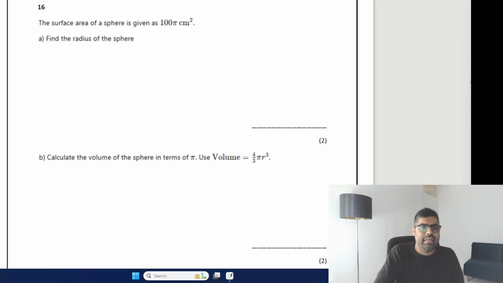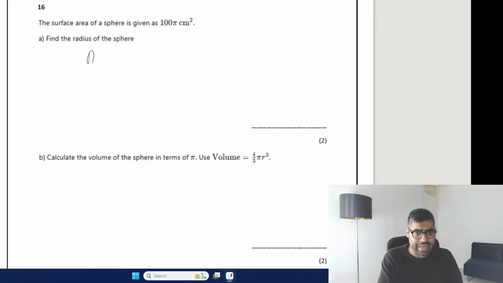So question 16: the surface area of a sphere is given as 100 pi centimeters squared. Find the radius of the sphere. In order to do that, it's really easy as long as we know what the formula for the area of a sphere is. Now, if you don't know what that formula is and you're going into the exam expecting it to be on a formula sheet, you are not ready to smash the exam. Everything that we do, every lesson that I give, is getting you into that position that you can really ace the exam. And you need to know these formulas like they're completely off the back of your hand.